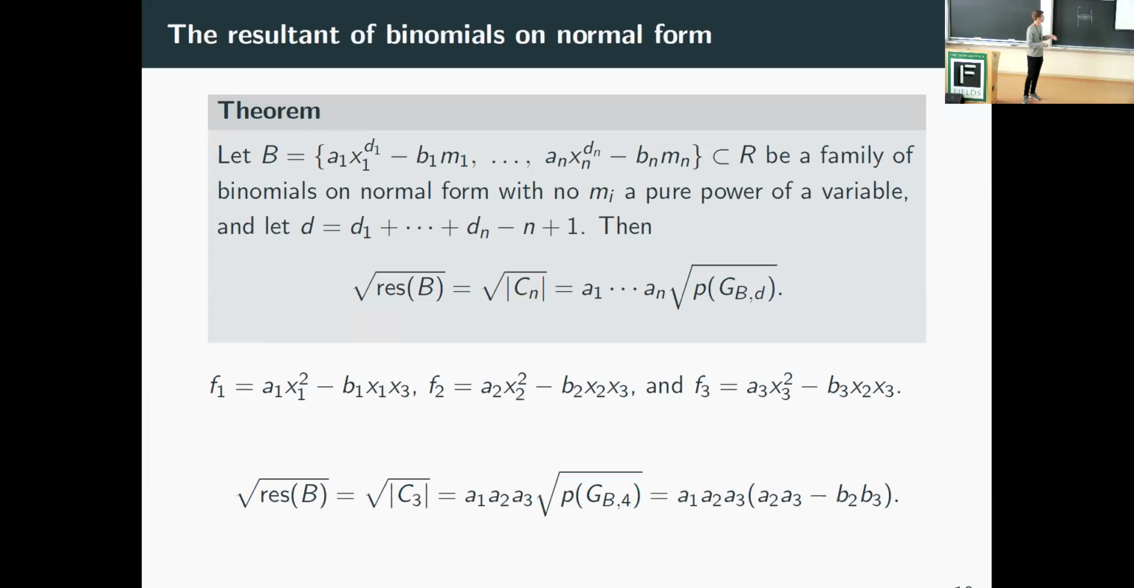So, for example, in our case with f1, f2, f3 here, all of these give us a1, a2, a3, and this one binomial factor.